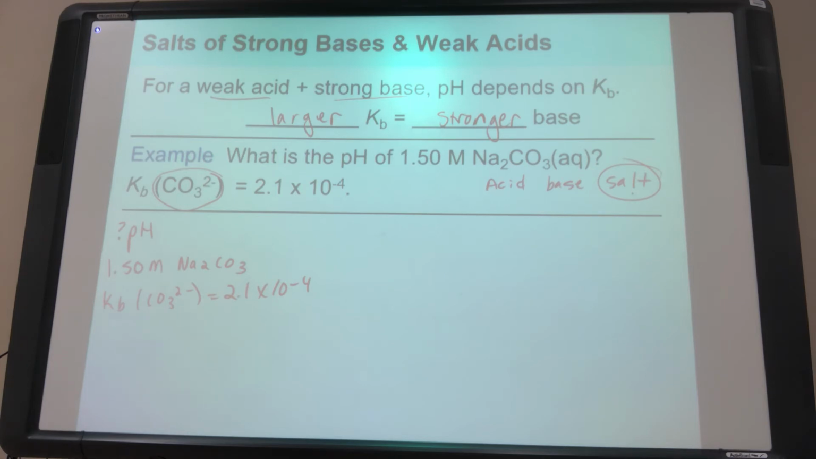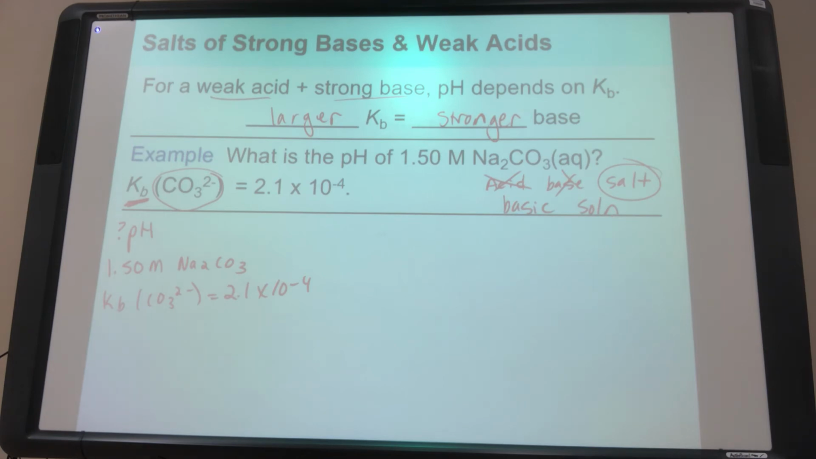So now I know it's a salt. Now I want to know what kind of solution. Since it gives me Kb, I know it's not this, it's not this, it's a salt with a basic solution. That's what I need to know.